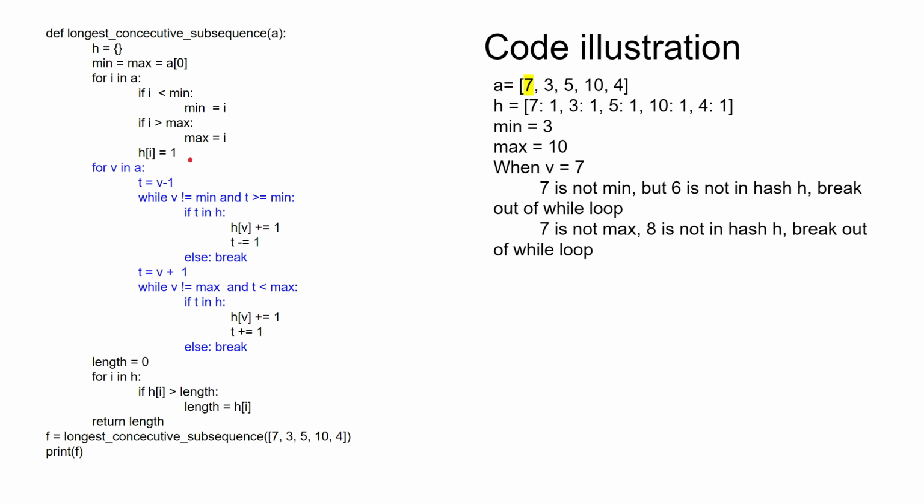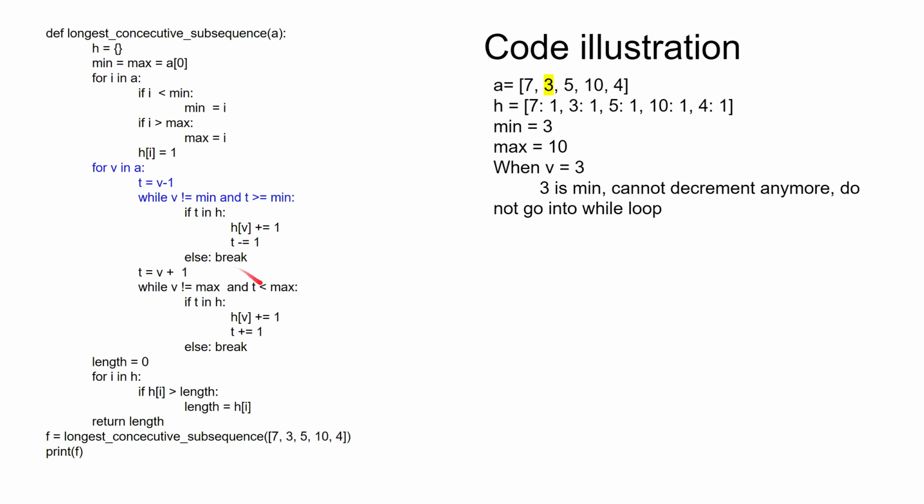Once it leaves that loop, we go into this for loop, and it'll make t equal to v minus 1. When v is 7, 7 is not the minimum, so it'll go into this while loop, but 6 is not in the hash, so it'll break out of the while loop. And then it'll go into the next while loop because 7 is not max, but 8 is not in the hash, so it'll break out of the while loop.